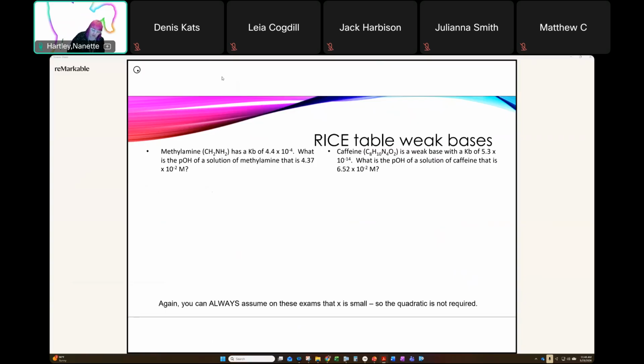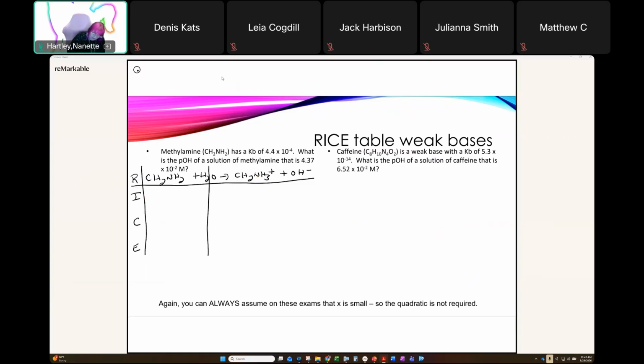So let's talk about methylamine first. Methylamine, CH3NH2. We'll react that with an H2O. That will then generate a CH3NH3 plus and an OH minus. So we take a proton off of here and add it to the species to give me that. Now again, since water is a liquid, it does not appear in this. We don't care about it at all. This is my R, this is my I, my C, and my E.